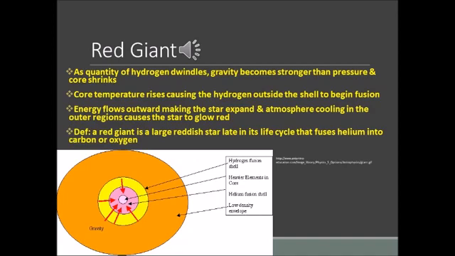Here the hydrogen has all burned out into helium and gravity brings the core in, shrinking it further. The temperature in the core rises, causing the hydrogen outside the shell to start fusing. Energy then starts to flow outward from the star, expanding the star's atmosphere. Then it begins to cool, causing the star to go from yellow, which is the intermediate, to red, which is a cooler star. And new elements are formed by fusion. And remember, the new elements being formed is called nucleosynthesis.